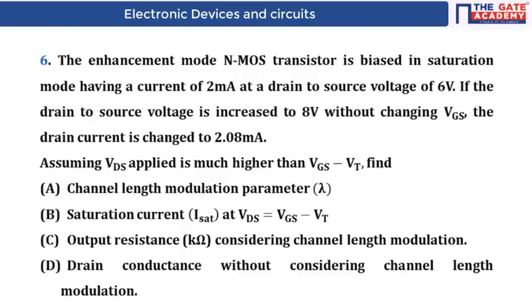Assuming, and this statement is important, VDS applied is much higher when compared to the value of VGS minus VT. Find, option A, the first part of the question: the channel length modulation parameter. Second part is the saturation current at VDS equal to VGS minus VT. Third part is the output resistance considering the channel length modulation. And the fourth part is the drain conductance without considering channel length modulation.